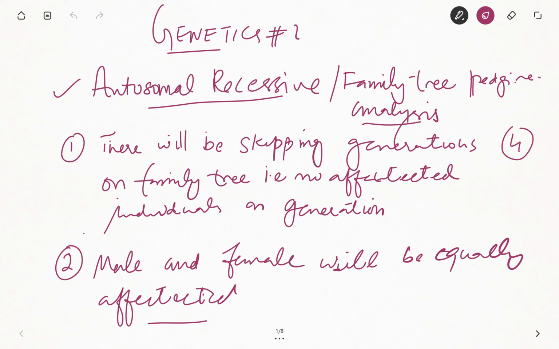So today's video is on the genetics series, and it's the second video in the genetics series. Today we will be discussing autosomal recessive conditions, using family tree pedigree analysis.